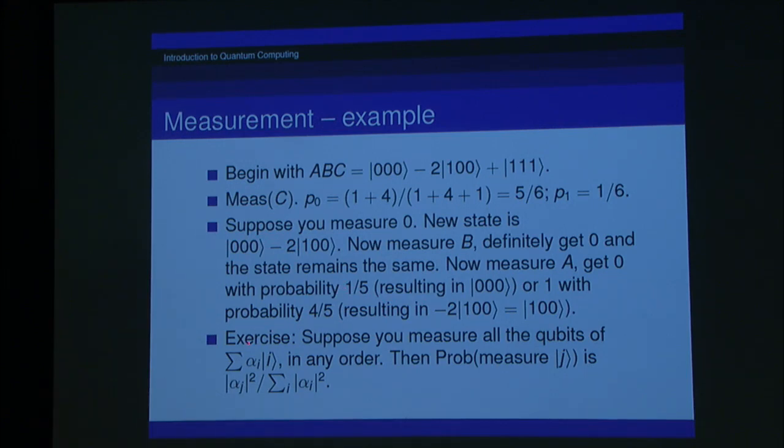And here's an exercise. These slides are online on the web page under lecture. Suppose you measure all the qubits in any order. Then the probability to measure J is the norm of alpha J as a complex number divided by the sum of the squares. Any questions so far?